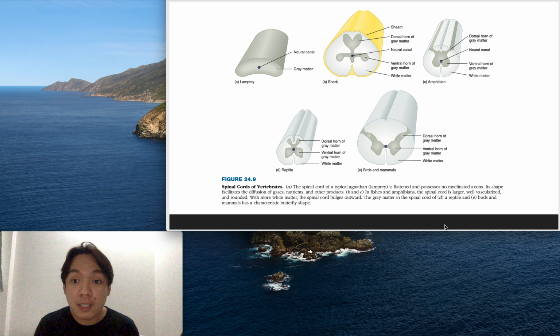the spinal cord is quite longer. Look at this vascularized matter here and rounded here. It has more of the white matter, and the spinal cord is bulging outward. It also has the gray matter of your spinal cord. Letter D is a reptile, and E is a bird, which has a characteristic butterfly shape.